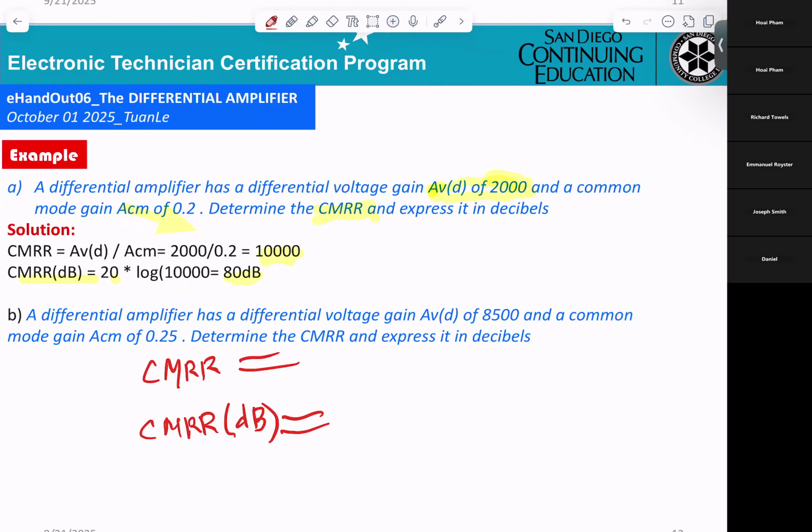Okay, tell me the first one, CMRR. That's 34,000. What? 34,000. 4,000. That one answer 34,000. Sorry.